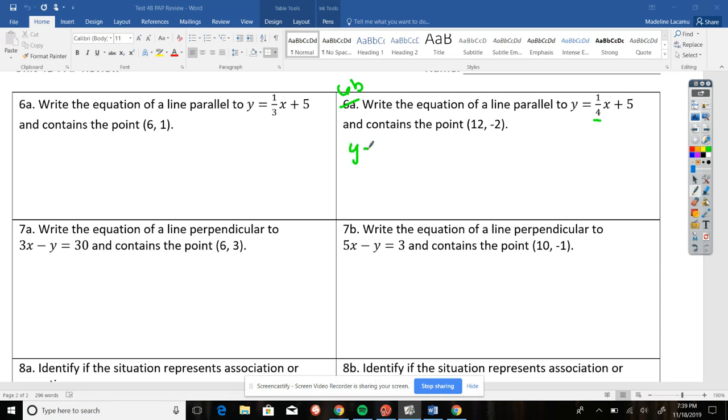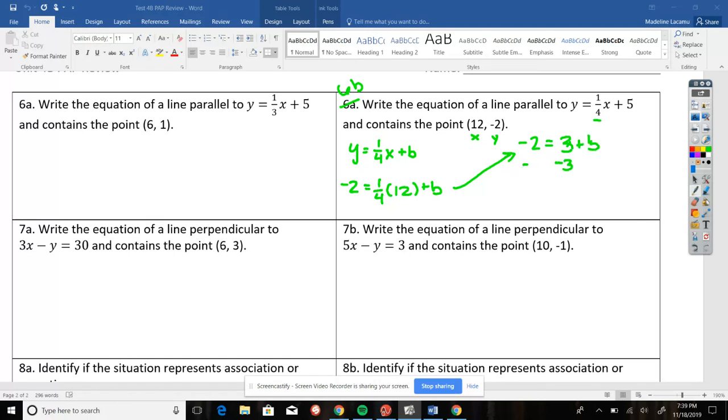So I have y equals 1/4 x plus b. So here's our x is 12, our y is -2. I plug those in, so -2 equals 1/4 times 12 plus b. So -2 equals 1/4 times 12, so 12 times 1 is 12, divided by 4 is 3.